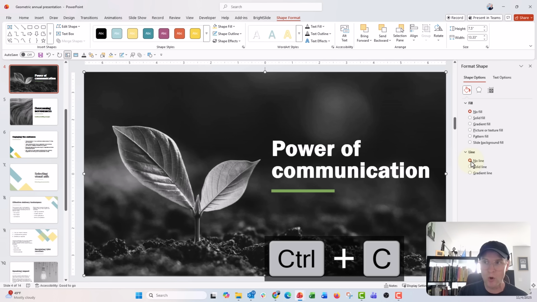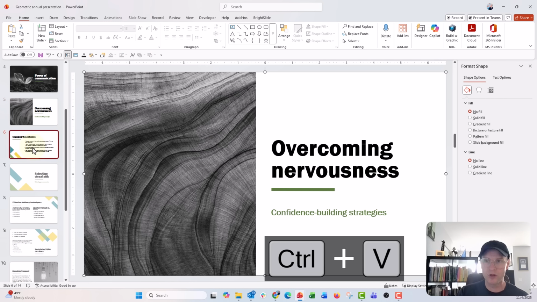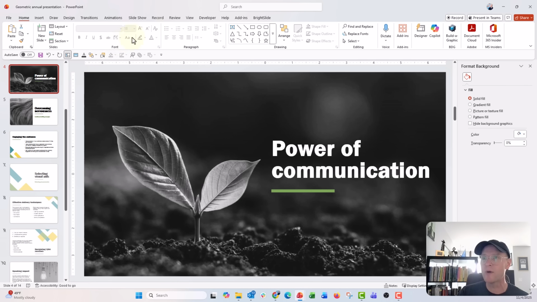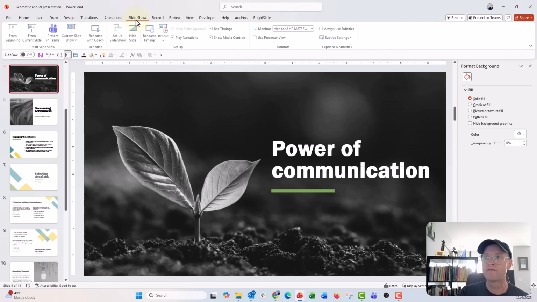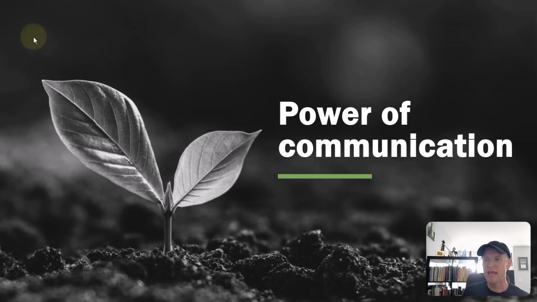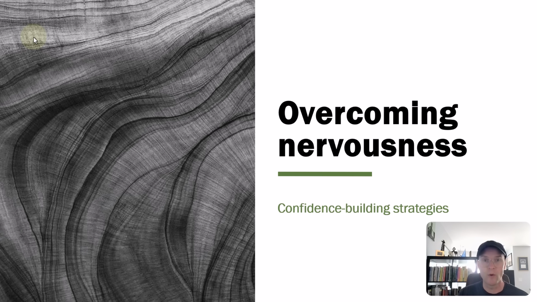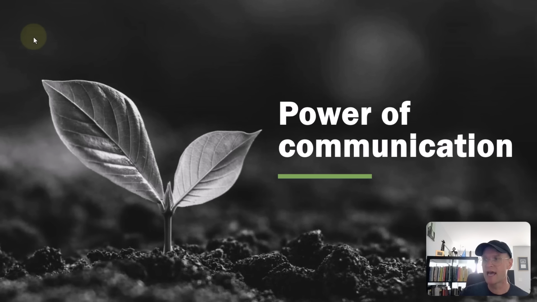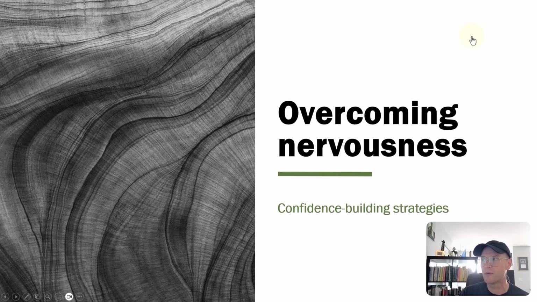I'm going to push Control C to copy this, and paste it on all of my other slide loop slides. So 4 through 6 are going to have this. Now let's play this slideshow from the current slide, and it's going to engage that slide loop. This is my middle slide loop, advancing automatically. It's going to go back to that Power of Communication slide, and now I can click on the screen.